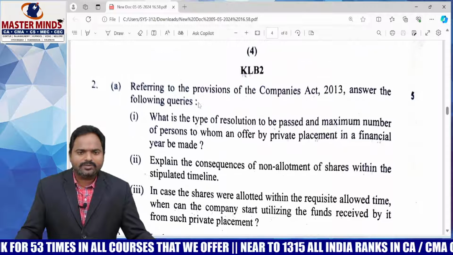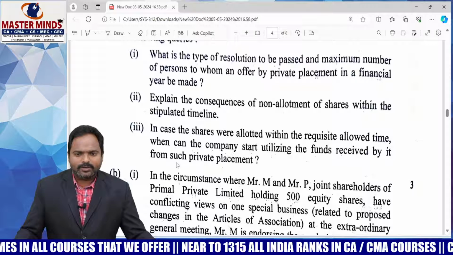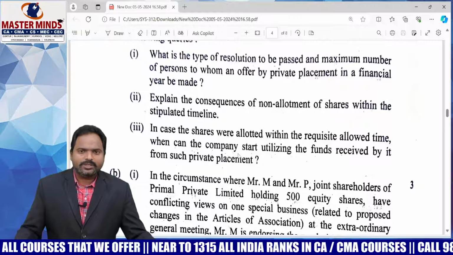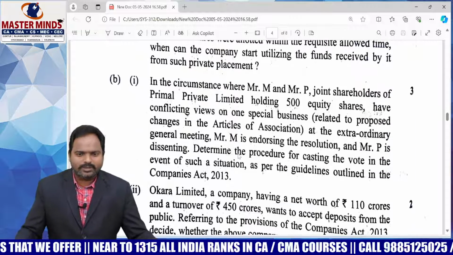Very recently there is one case law on this particular concept. That's why they included this utilization of application money. That is added actually. And 2B is 3 marks actually.